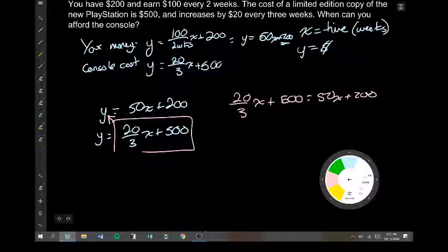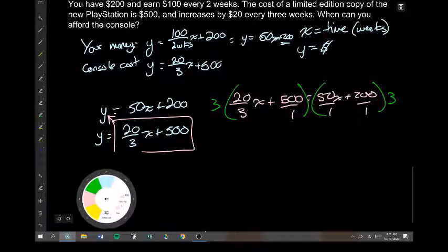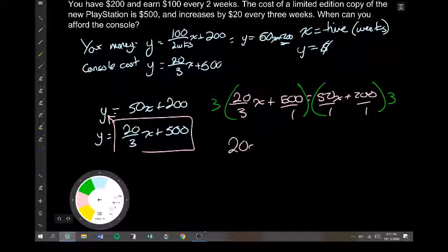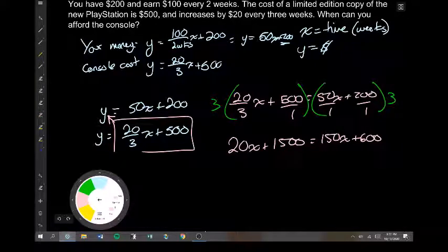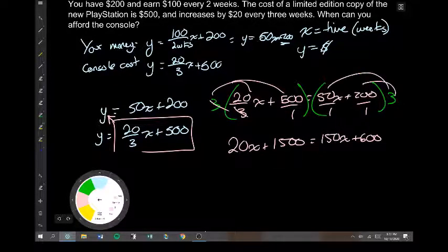Now, we can still kill the fractions even though there's just one fraction. Because remember, technically there's a 3. What I'm going to do is just multiply every single thing by 3. And that gets me 20x plus 1500 equals 150x plus 600. Because this 3 canceled with this 3, but then everything else had to get multiplied by 3 when I distributed. So everything got tripled, including 20 thirds. 20 thirds getting tripled is just 20.